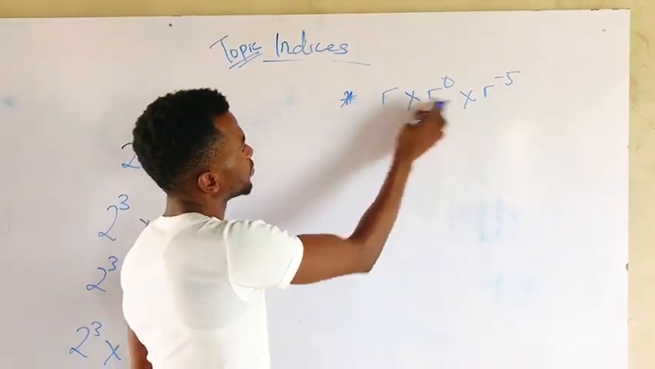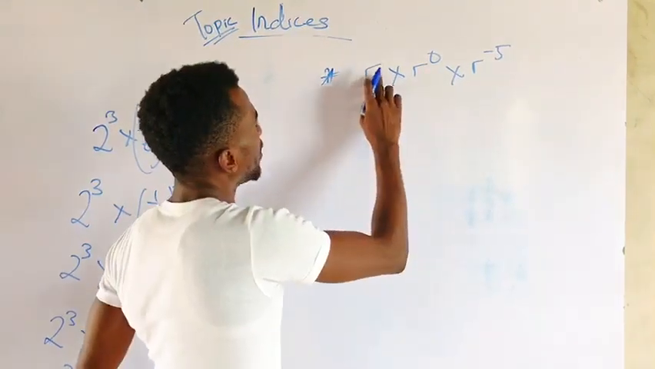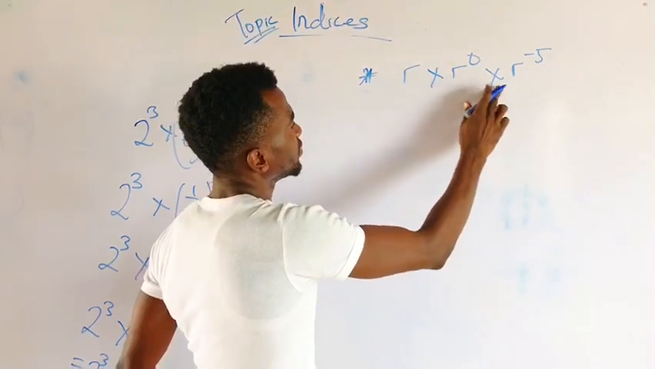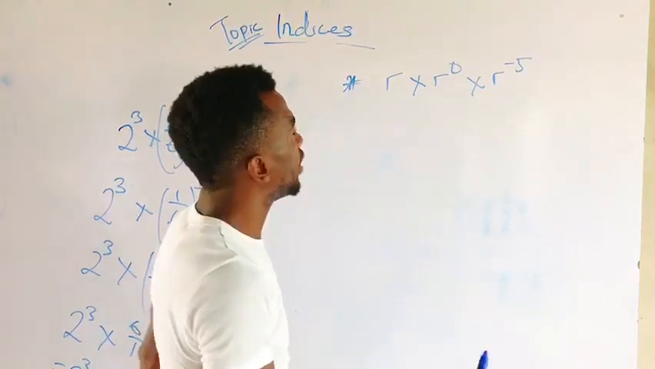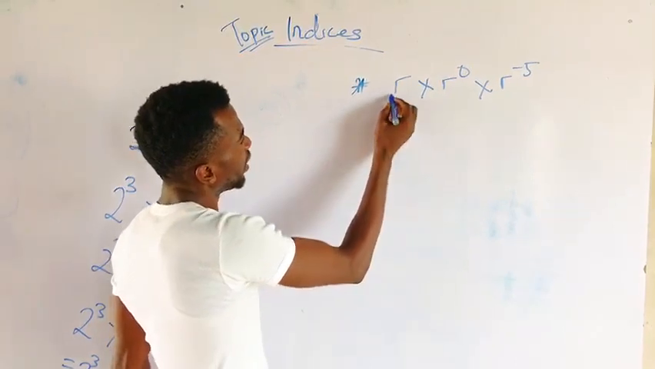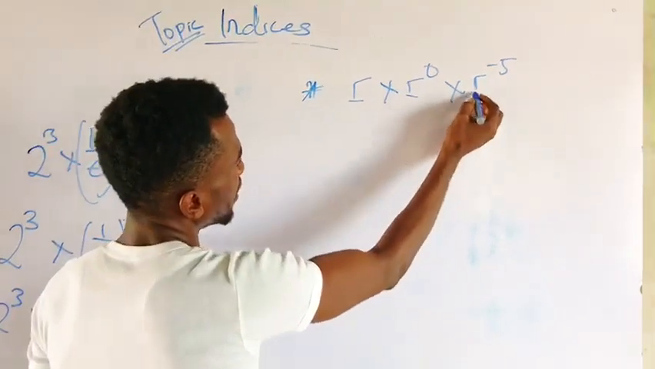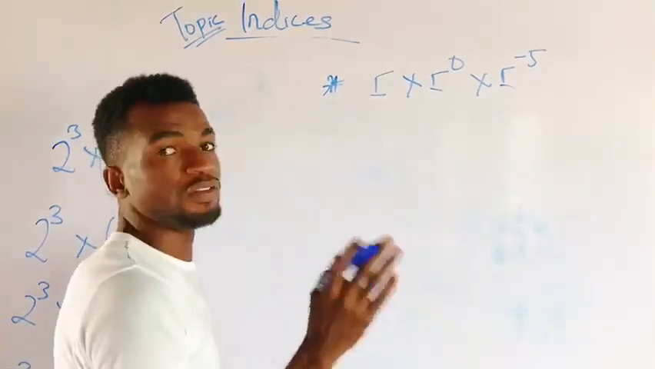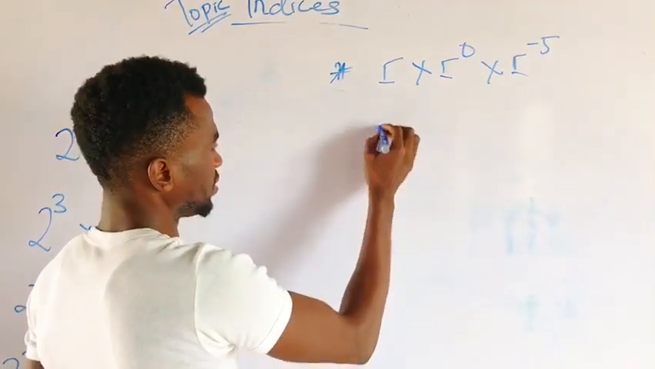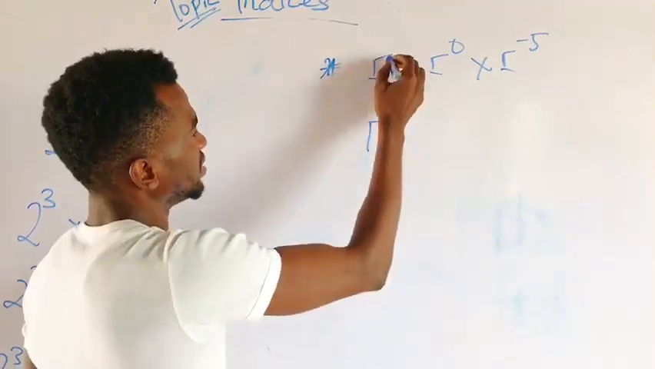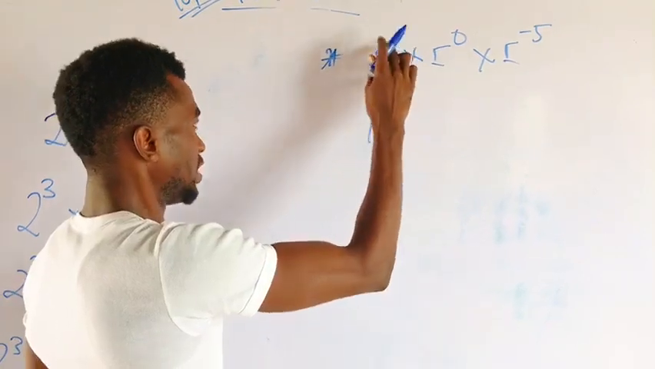This is our next example. If we have r raised to the power of 1 times r raised to the power of 0 times r raised to the power of 5, how are we going to solve it? Now observe, they all have the same base, r. So just use the law of indices: pick one of the base, then add their powers.